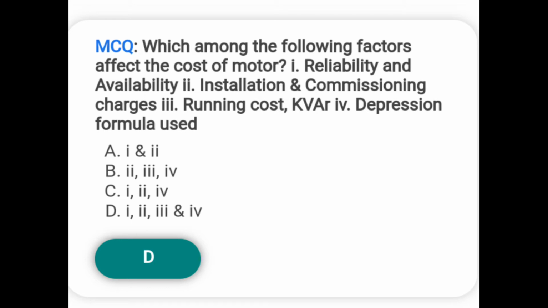Next is which among the following factors affect the cost of motor? First is reliability and availability. Second is installation and commissioning charges. Third is running cost, kVAR. Fourth is depreciation formula used. So the correct answer is D, means first is reliability and availability, second is installation and commissioning charges, third is running cost, kVAR, and fourth is depreciation formula used.